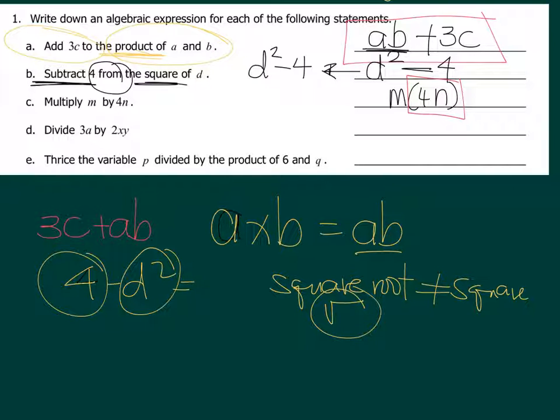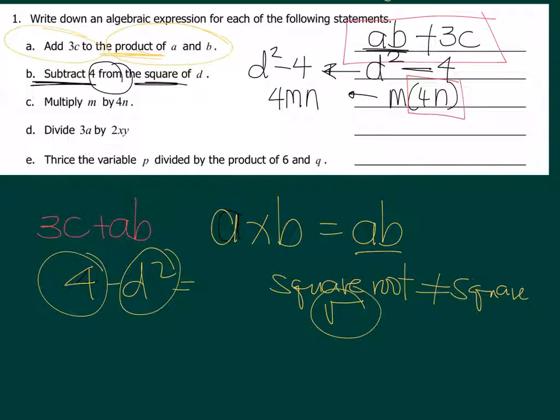Okay, now this is not yet the final answer, because if I want to write the final answer for m times 4n, the convention is that you have to write the number first. So m times 4 times n means 4, and then m, and then n.